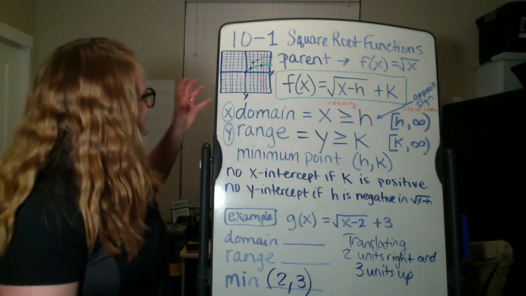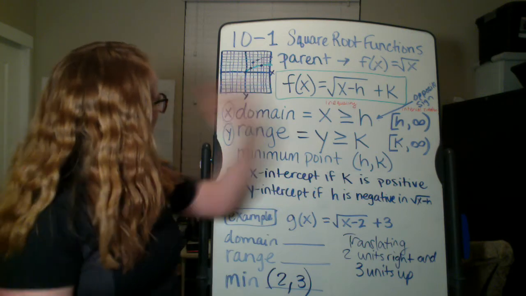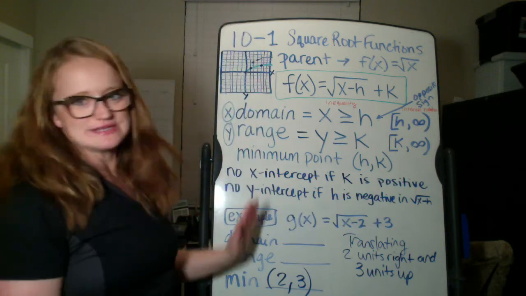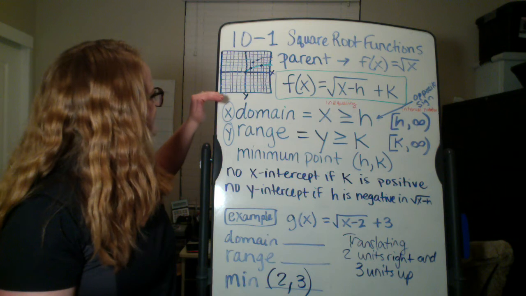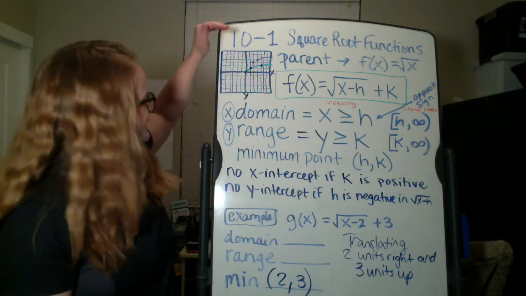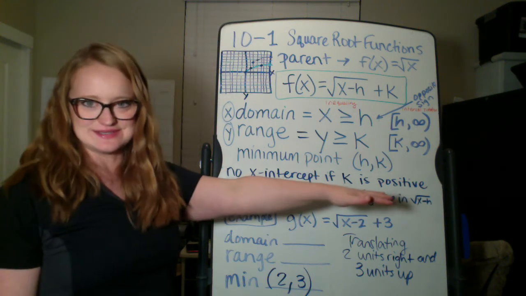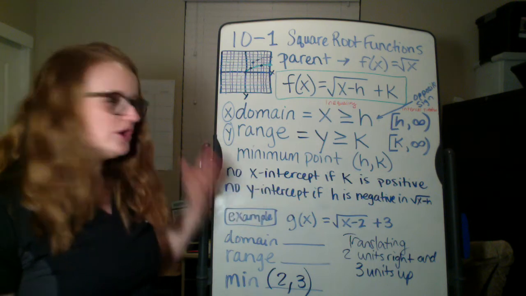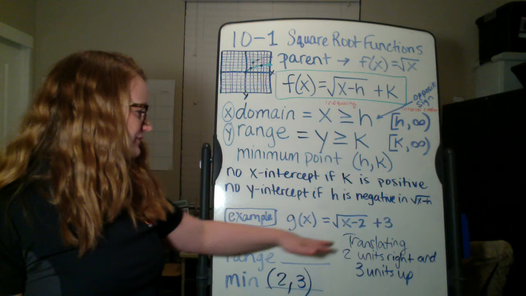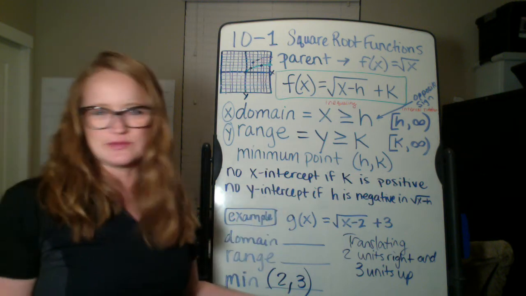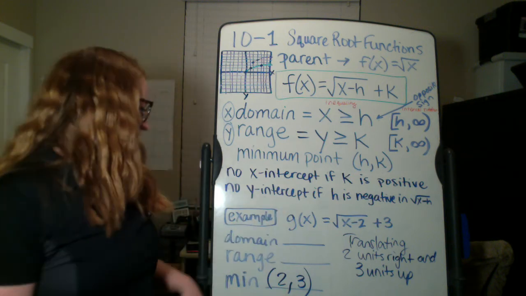If we're moving this graph to the right, it's not going to be crossing the y-axis. And if we are moving it up, it's not going to cross the x-axis. So we can know a little bit just by looking at the function itself and know some things about what the graph looks like.